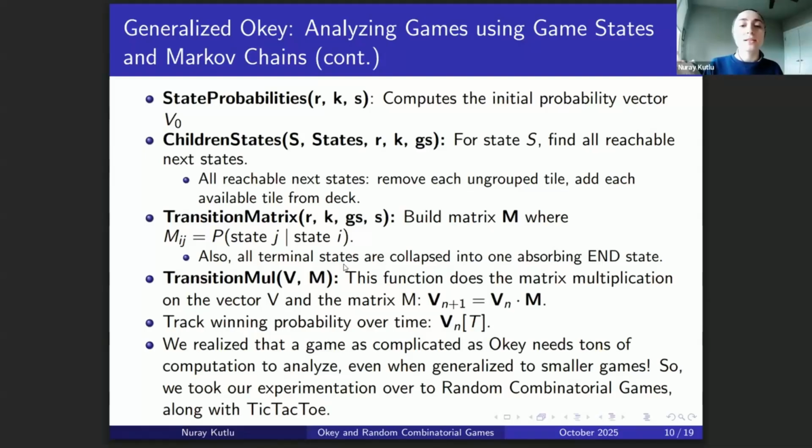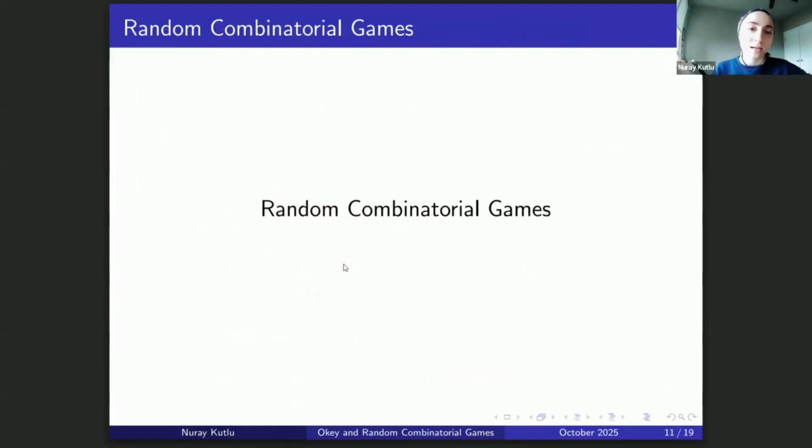And then transition mul is a function that does the matrix multiplication. It basically tracks the winning probability, and each multiplication is like the next turn for that hand. So the unfortunate part about this is that there are a lot of states with Okey, a lot of transitions, because it's a very complicated game, and it was taking forever to run this. So we took our experimentation over to random combinatorial games and tic-tac-toe, which I'll be moving over to.